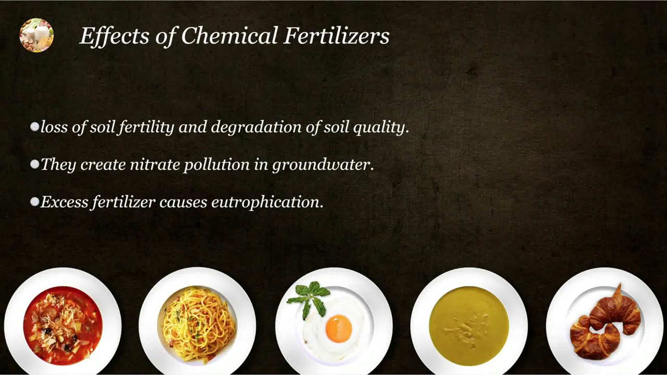Effect of chemical fertilizers. What happens with chemical fertilizer? First of all, loss of soil fertility and degradation of soil quality. They create nitrate pollution in underground water. Excess use of fertilizer causes eutrophication.